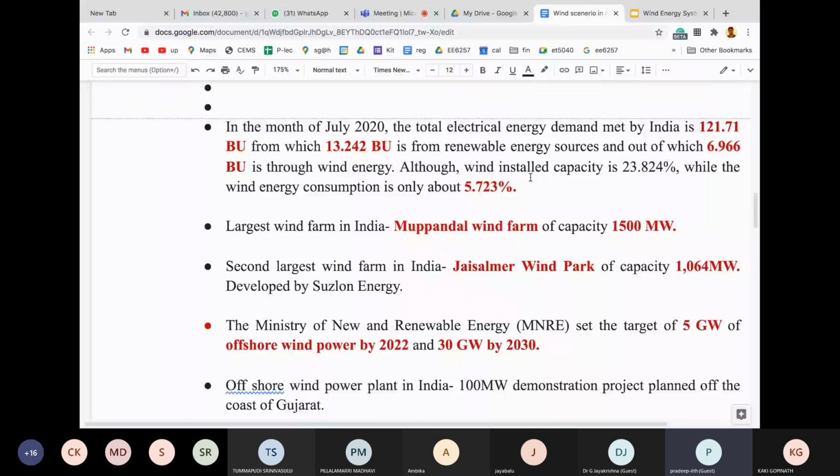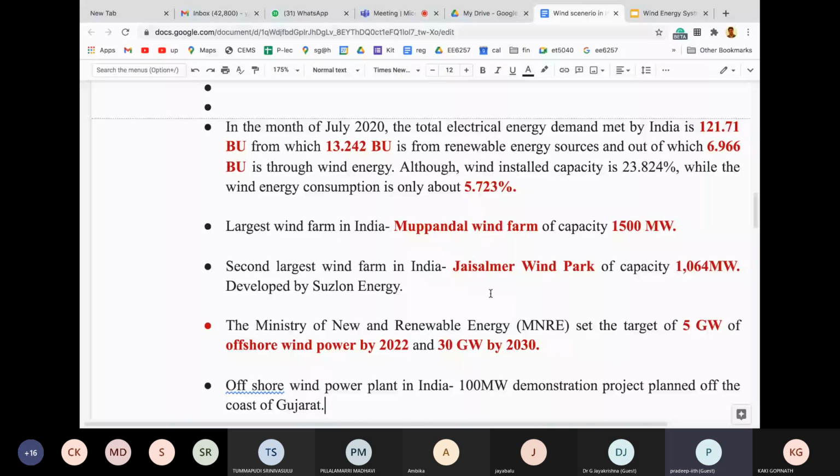Okay. Now going down, the largest wind farm in India is Muppandal wind farm, of capacity 1500 megawatt. Again, I request people to do a Google search on this particular topic. Then you will find more information: what is the location, how much is the area, what are the connections, the configuration, ratings, all the information is available. The second largest wind farm is Jaisalmer Wind Park of capacity 1064, developed by Suzlon Energy. So this is about that.